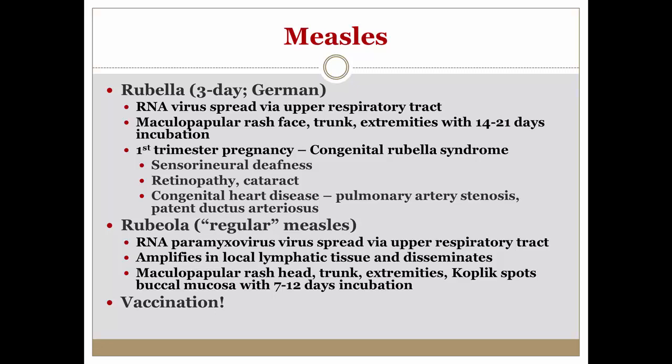Now, the negative effect of the regular measles is that both rubella and rubeola can lead to a severe pneumonia and acute lung injury, and may also lead to encephalitis. Encephalitis is more likely to occur with rubeola than with rubella, but both can lead to pneumonias that can be life-threatening.